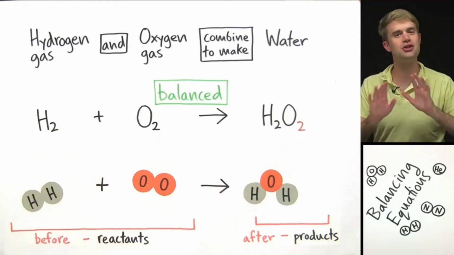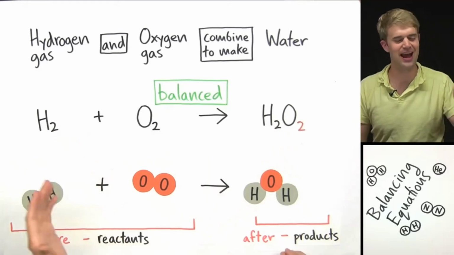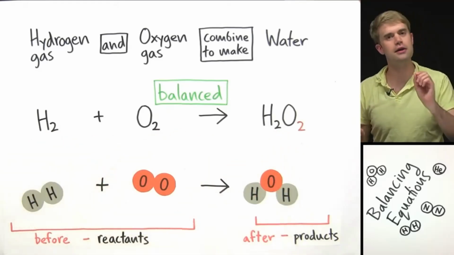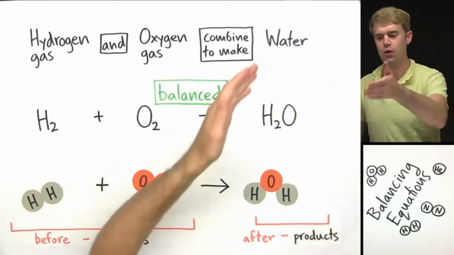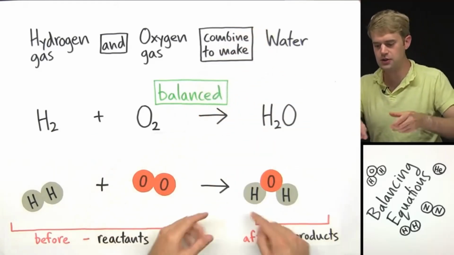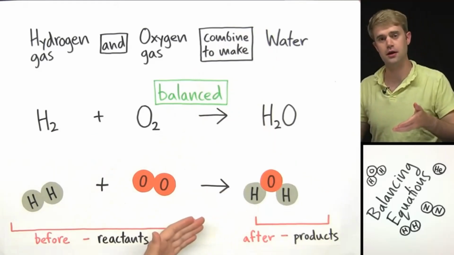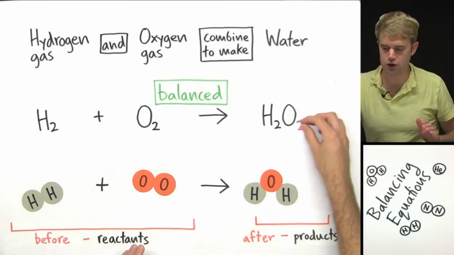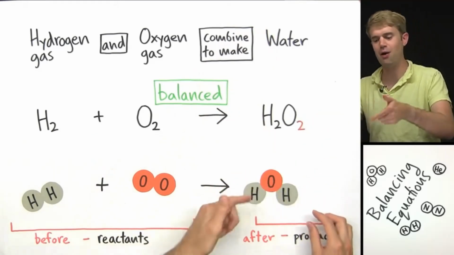You can't change them when you're balancing an equation. They have to stay the same. And here's why. In this equation, we're talking about water. Its formula is H2O, and this is what a water molecule looks like. If you put a 2 here, we're not talking about water anymore.